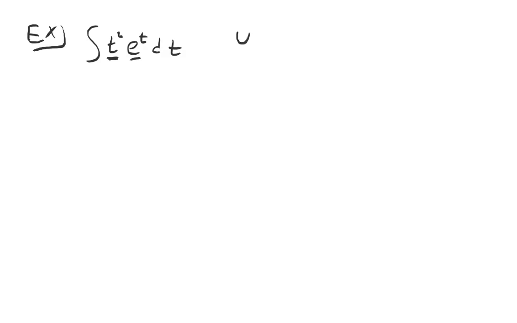So we need to pick u and we need to pick dv. Remember that u is the thing I'm going to take the derivative of, so I'm going to take the derivative of the thing that's eventually going to disappear. And dv is going to be all the stuff that's left over: e to the t dt. So now I can compute du and I can compute v.